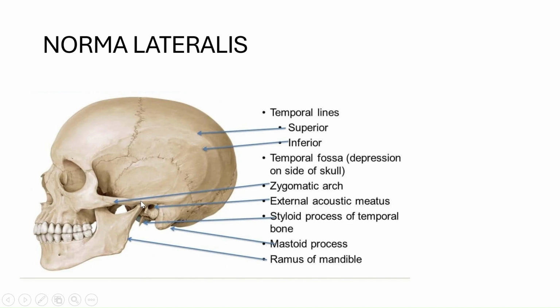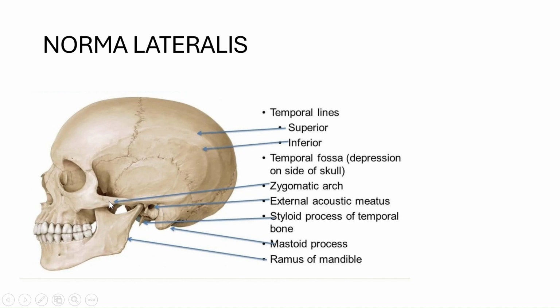And the supramastoid crest becomes continuous with the superior root of the zygomatic process. Now this zygomatic arch you can see here is formed by the temporal process of the zygomatic bone and the zygomatic process of the temporal bone. So this is the zygomatic arch and this is the frontozygomatic suture. This is the suture between the zygomatic and the temporal bone.